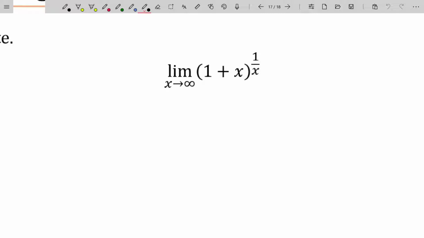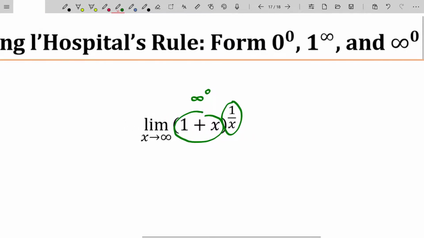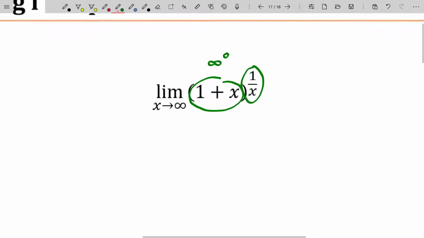Well, as x goes to infinity, you can see 1 plus x goes to infinity, but 1 over x goes to the 0th. So this is the infinity to the 0th situation, which is the third form there. Doesn't really matter, they're all treated the same. How do you do this?